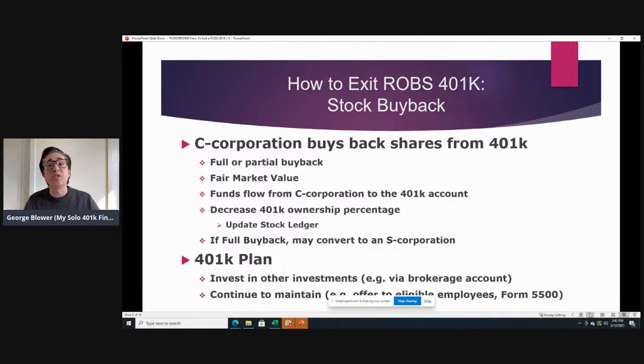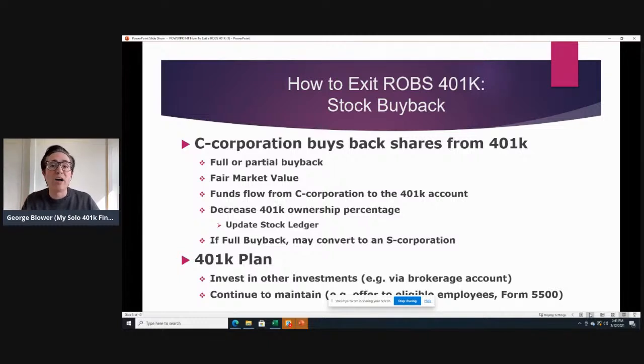That's going to be decreasing the relative ownership percentage in the 401k, because the nominal number of outstanding shares is decreasing. So relatively, your 401k is owning less percentage-wise. So of course, you need to update the corporate records like the stock ledger.